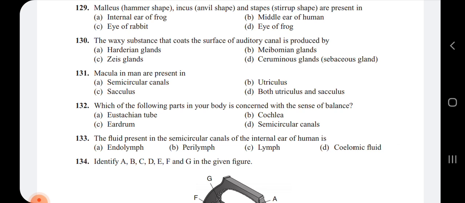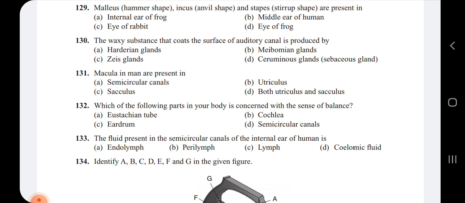Next question. Macula in man are present in both utriculus and sacculus. Next question. Which of the following parts in our body is concerned with the sense of balance? The balancing is done by the semicircular canals.